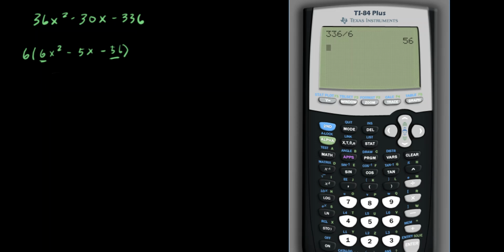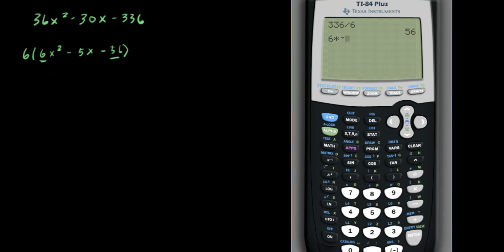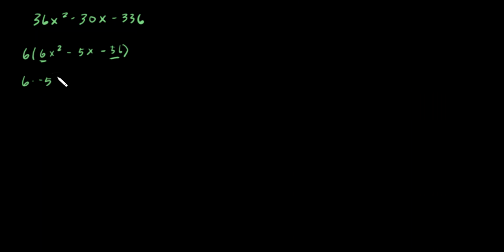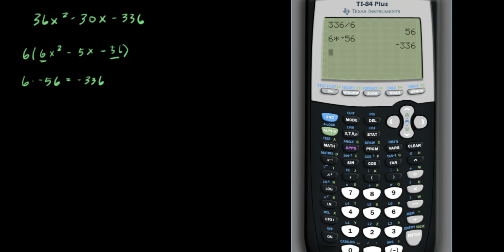So that gives me 6 times negative 56. So that's a negative 336. So we have 6 times negative 56 equals negative 336. I need to find factors of 336 where when you add them together, it equals that negative 5.